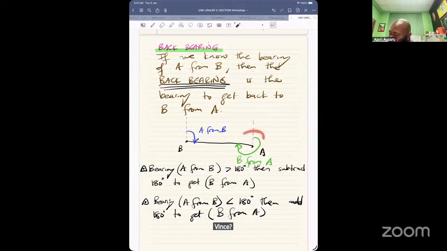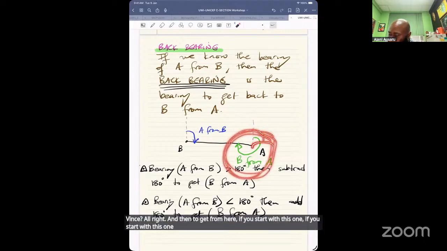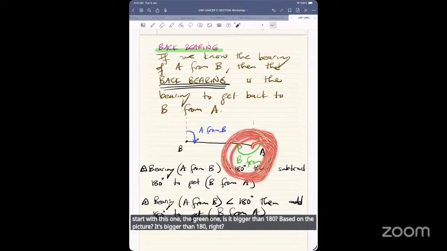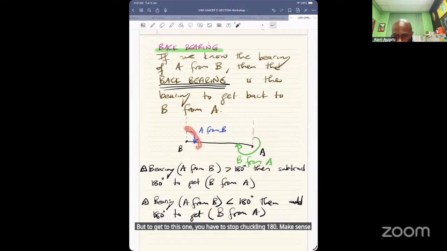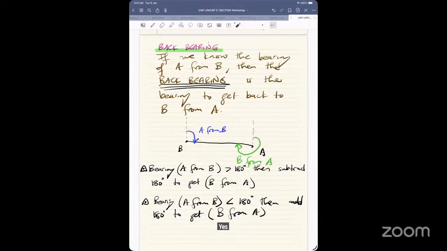All right. And then to get from here, if you start with this one, the green one, is it bigger than 180 based on the picture? It's bigger than 180, right? Yes, sir. So to get to this one, you have to subtract the 180. Make sense? To get it smaller. Make sense? Yes, sir.